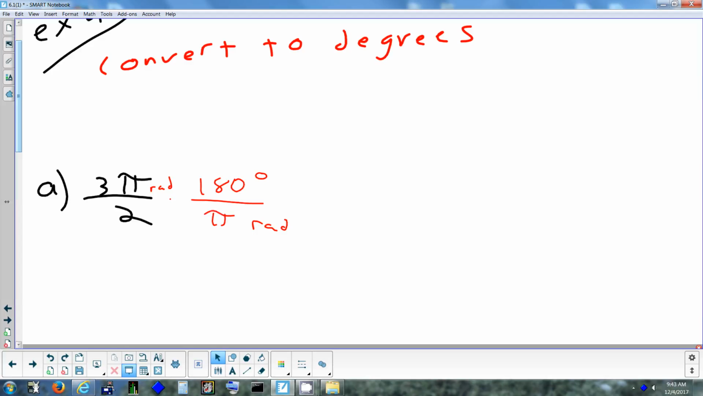The 2 and the 180. Okay, we can reduce that. And now what cancels out completely? The pi's. And what else? Radians. So all you're left with is 3 times 90. And 3 times 90 is how much? 270. Do I need to put any label on it? Yes, because it's in degrees.